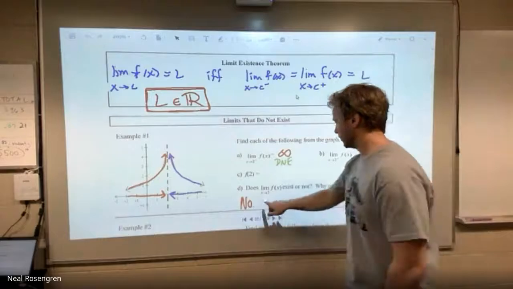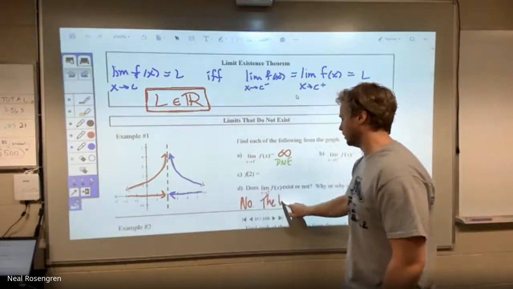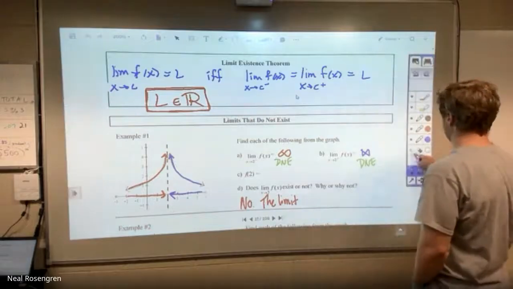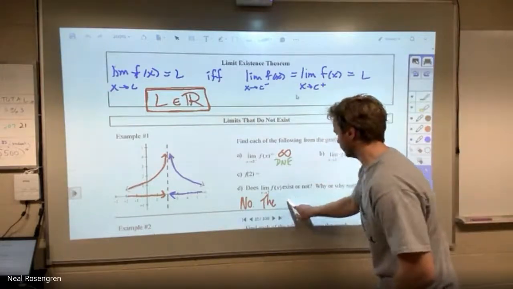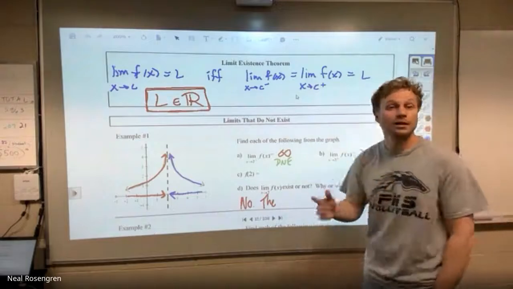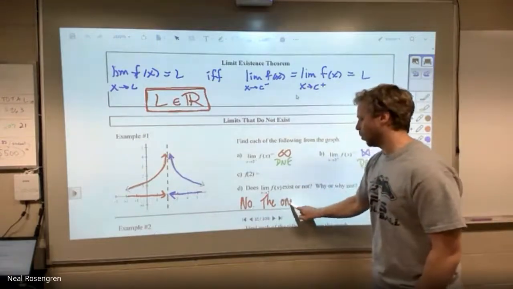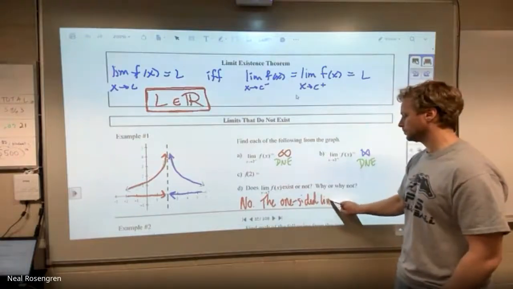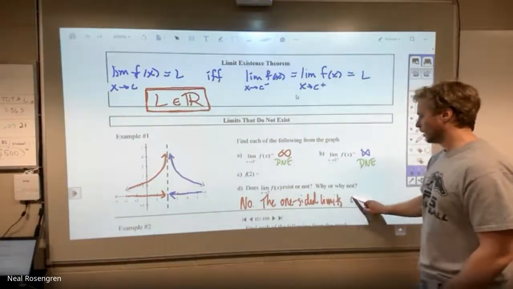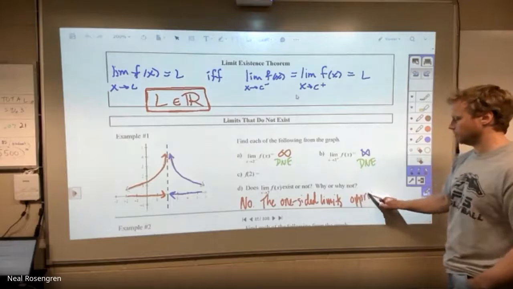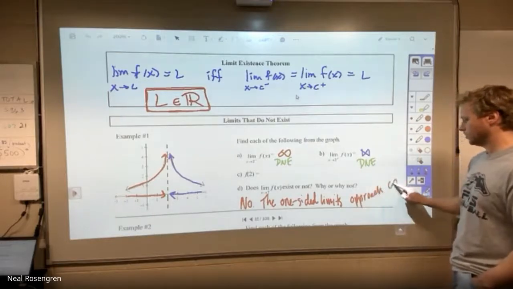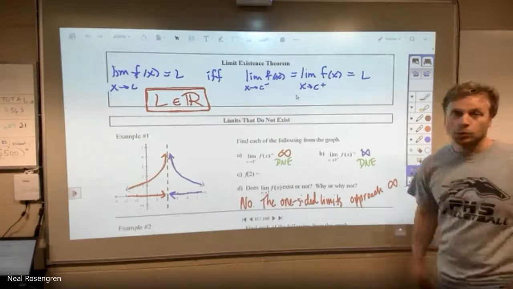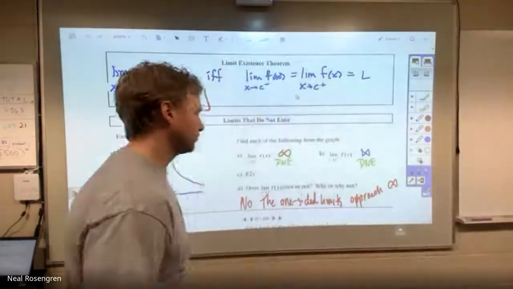So let's say, okay, so like the limit, actually, no, let me back that up. I'm going to make it easier to say this. I'm going to say the one-sided limits approach infinity, which is not a real number. So something just like that.